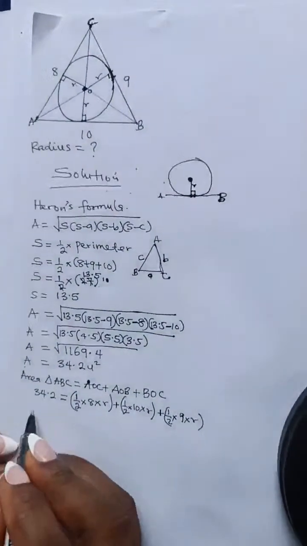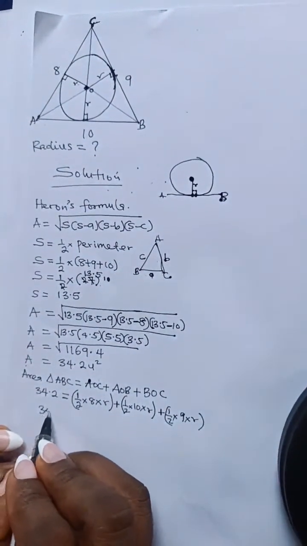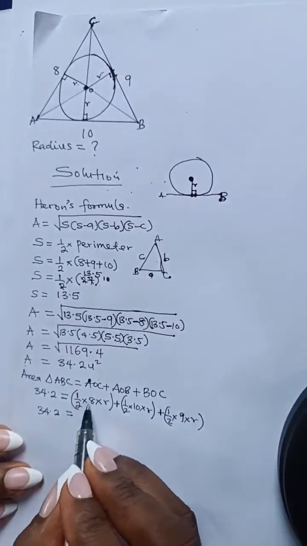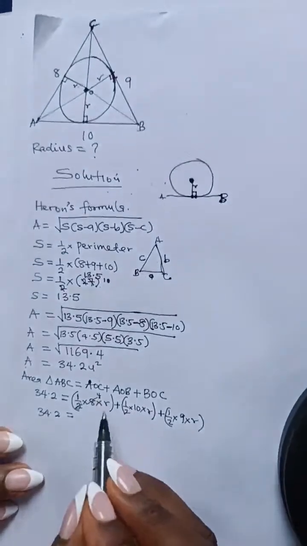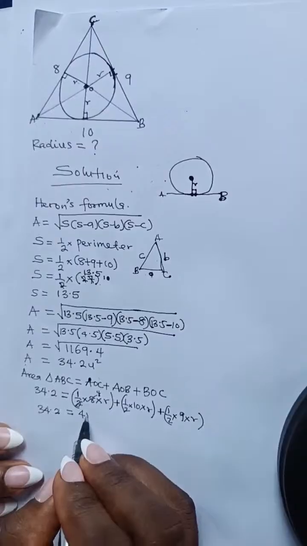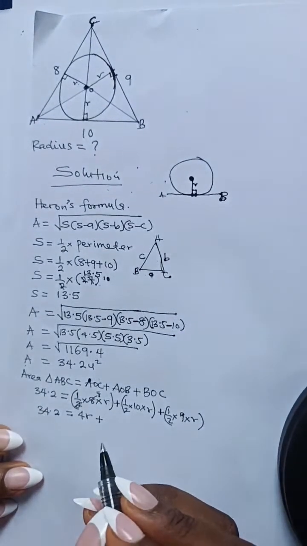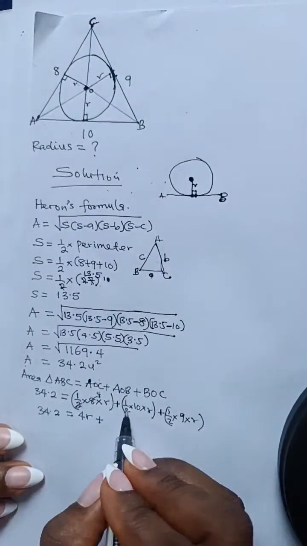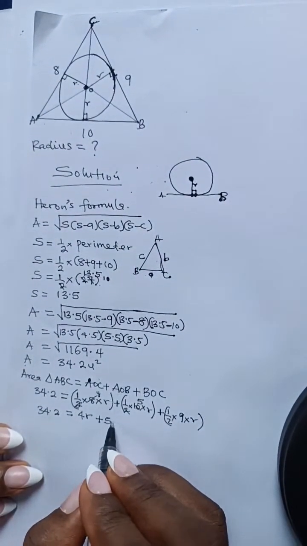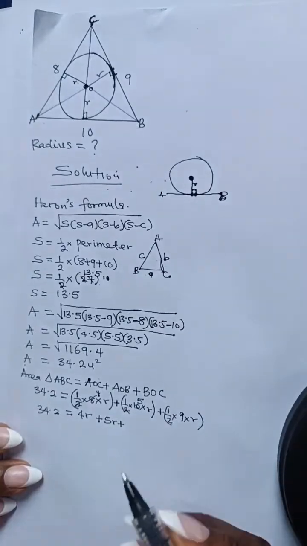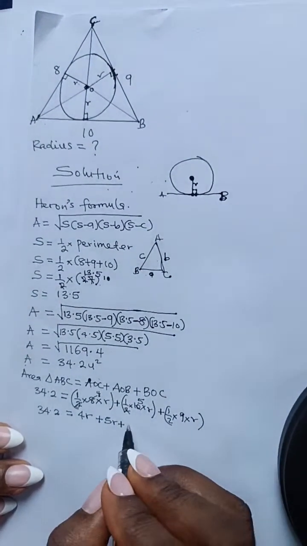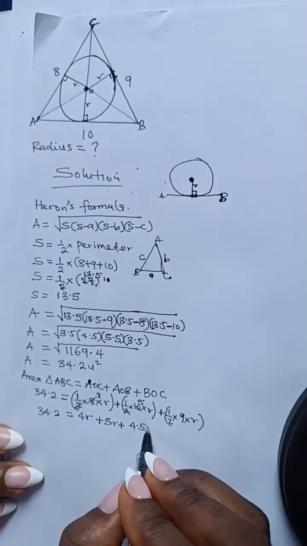Now, so it means that 34.2 is equal to, now half of 8 will give us 4. So it means that what we have here is 4R, right? So we have 4R plus, now half of 10 is 5. So what we have here is 5R plus, now half of 9 is 4.5, right? So we have 4.5R.